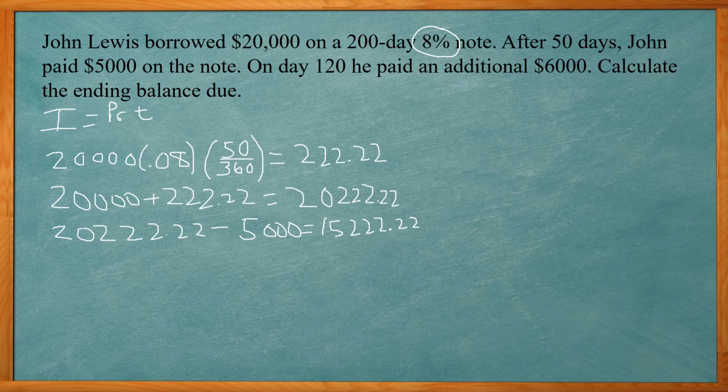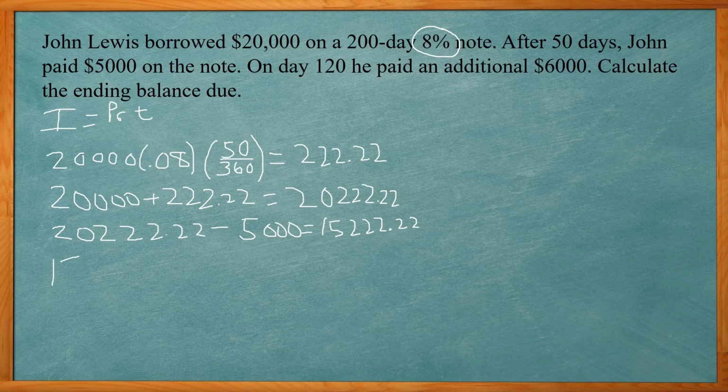Okay, so he wants to pay an additional $6,000 on day 120. All right, so now we need to figure out how many days are between day 50 and day 120. So just 120 minus 50 gives you 70. Now sometimes they give you dates that they paid it on. If they use a date, you need to figure out how many days pass between one date and the other. In this problem, they already give us the amount of days, so it makes it easier.